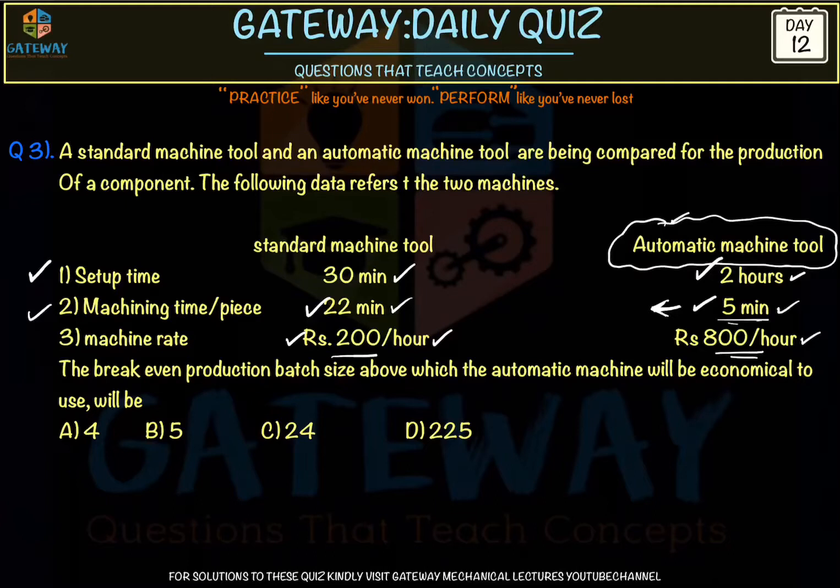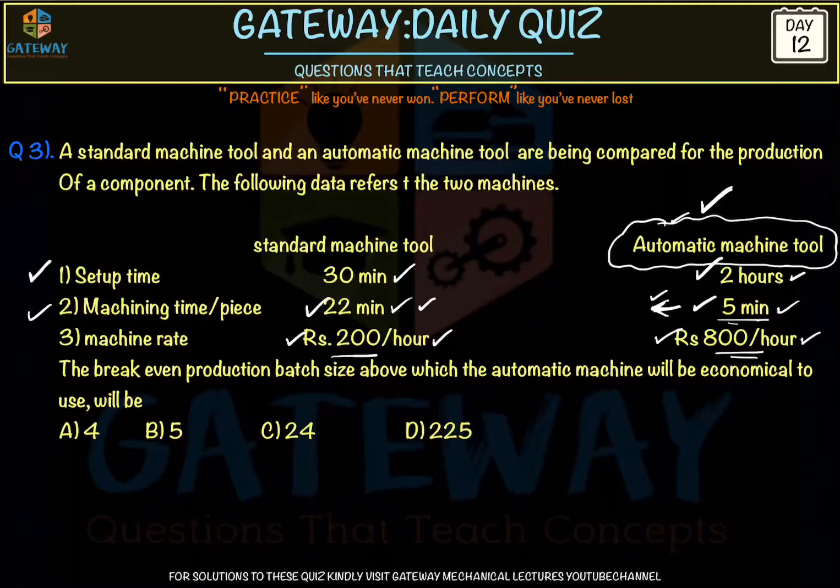But here, if you produce 2000 components, you need only 16 hours. Here you need 1000 hours, there you need 16 hours. So paying 800 for 16 hours is very advantageous to the manufacturer. So here we need to calculate the number of components to be produced at which this automatic machine tool becomes more economical. In these types of questions, we make a break-even analysis.